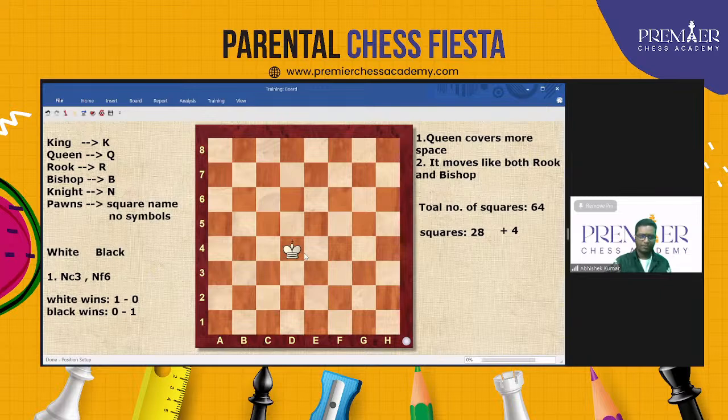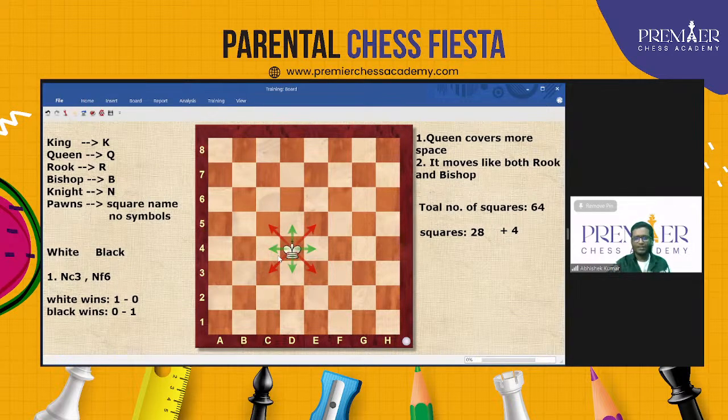If we count the number of squares that the king is covering right now, yes sir, you are saying something. Yeah, 8. It moves to 8 squares. Just like the queen, the king moves in all directions. It moves like a rook, up, down, left, right. It moves like a bishop, diagonally. But wherever the king is moving, it is moving just one step. That's the drawback of the king.